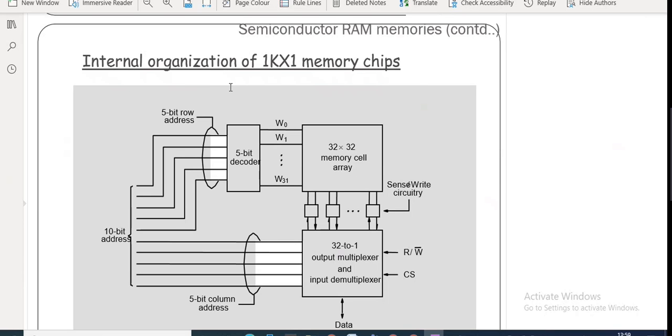Have you learned about multiplexer and demultiplexer? Okay, so my job is reduced. I won't explain how multiplexer and demultiplexer work. Whatever basic concept you learned, the same thing applies here. Why do you need to go for multiplexing and demultiplexing? What is the advantage?